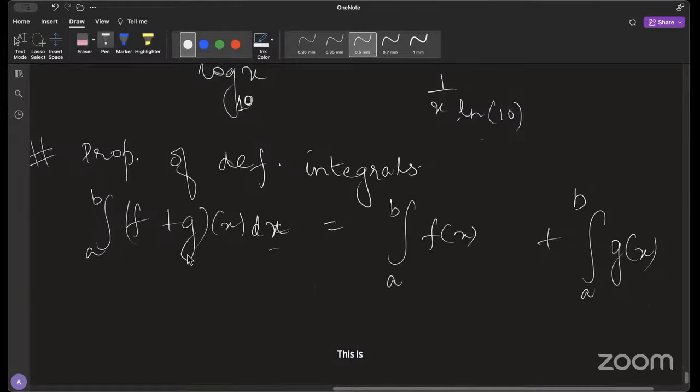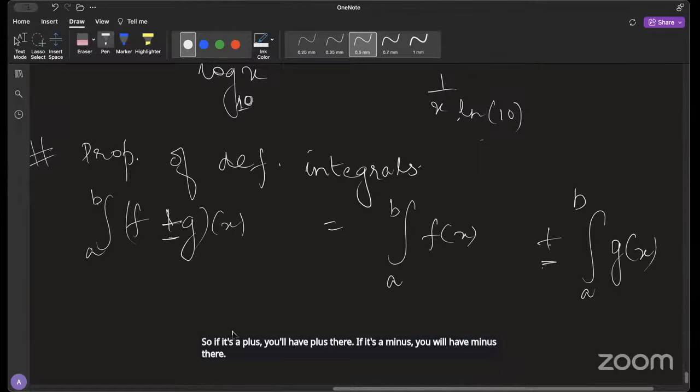This is it. I'm skipping it from here too. Then if you have minus here, then you will have minus here. So if it's a plus, you will have plus here. If it's a minus, you will have minus here. And let's say one of them is a scalar.